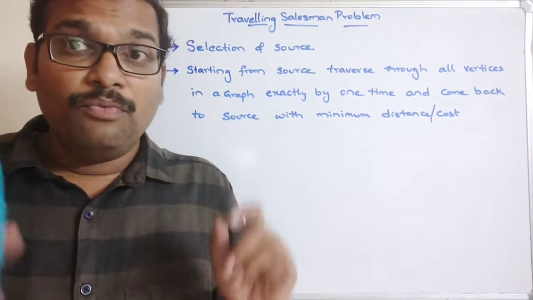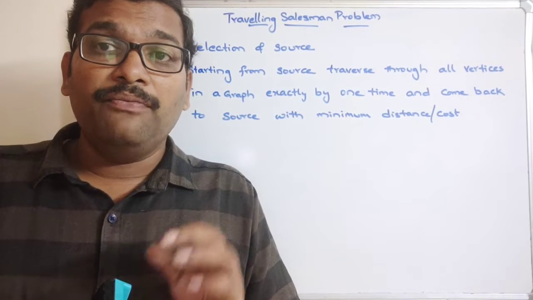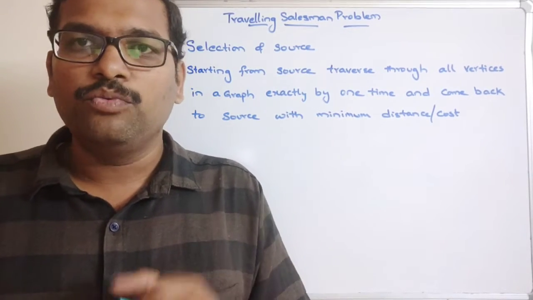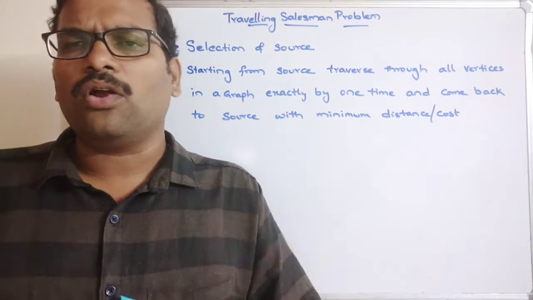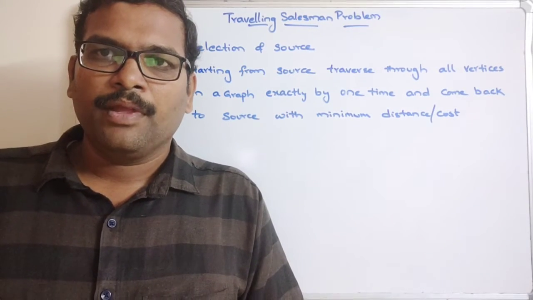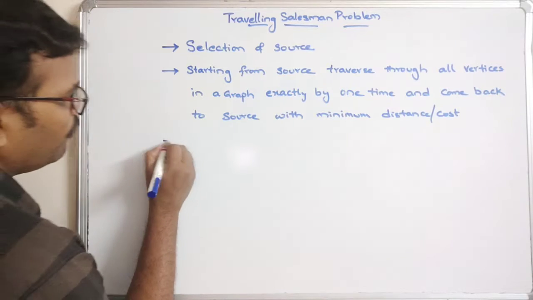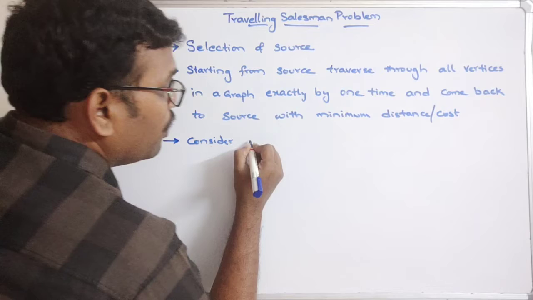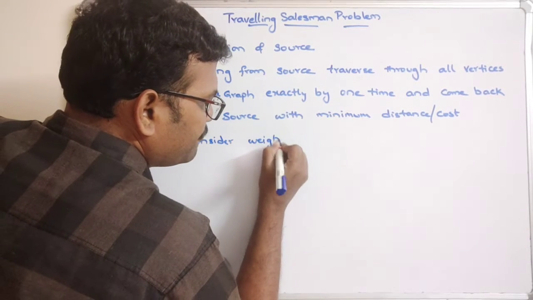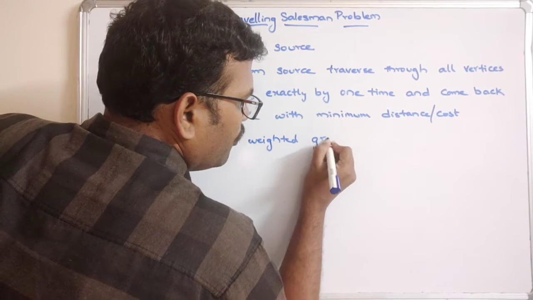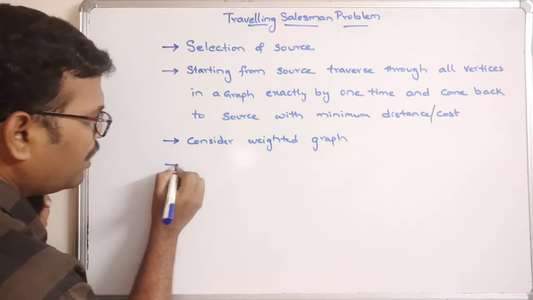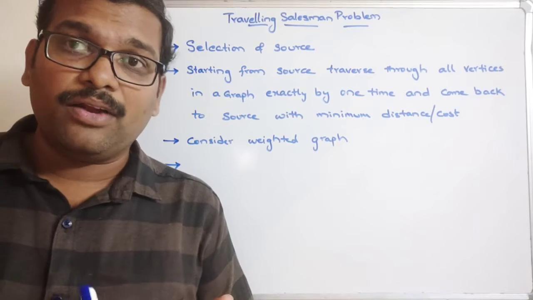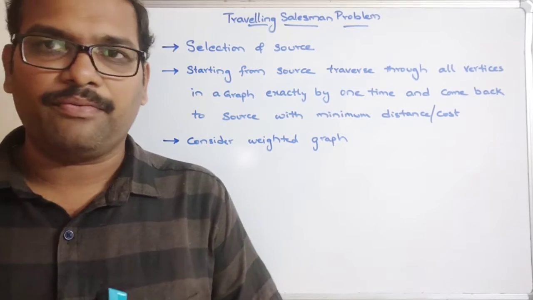For this we have to consider a weighted graph. Every edge should have a weight which represents the distance or a cost, whatever it may be. And one more important point: we can have a directed graph or an undirected graph.